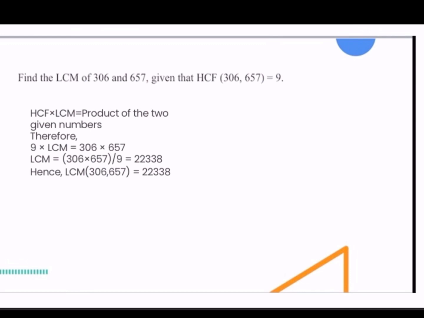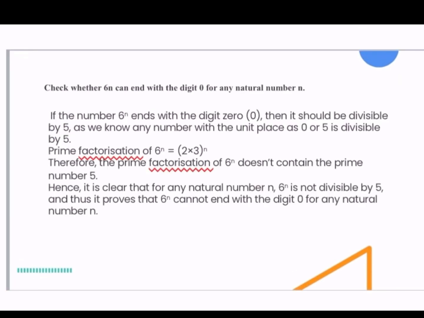So by taking the LCM as x, 9 into x is equal to 306 into 657. So we have to divide 306 into 657 by 9. Then we will get the LCM, 22,338.